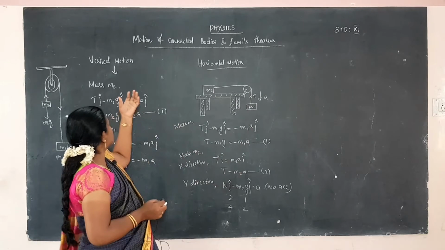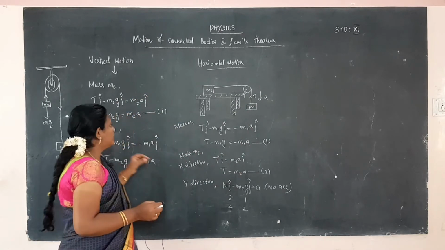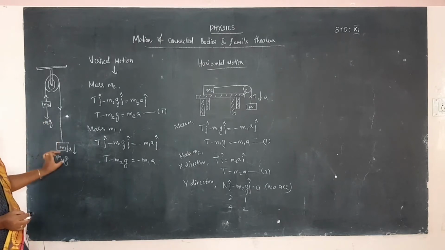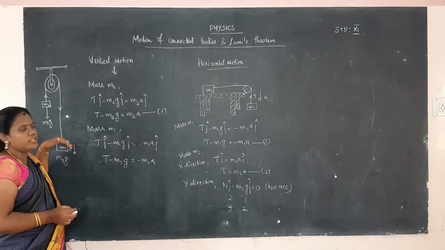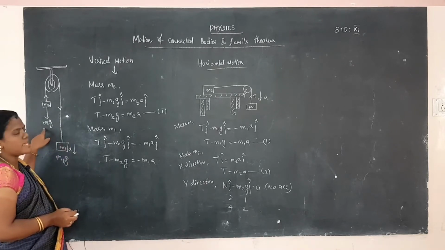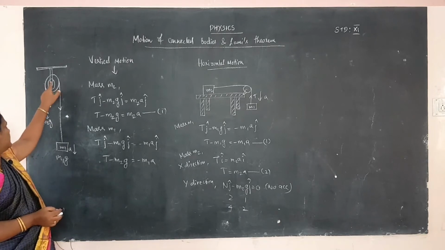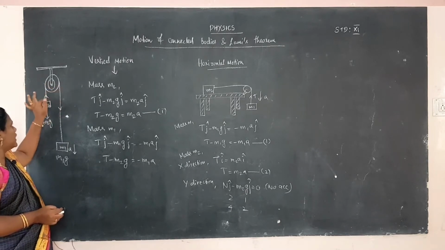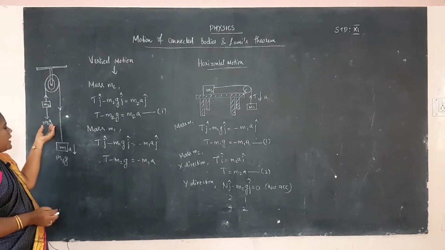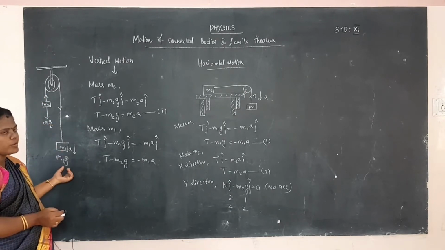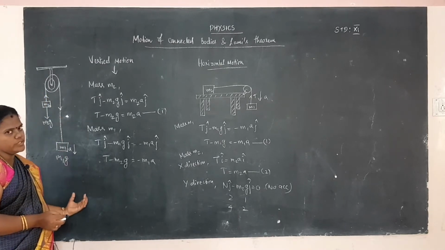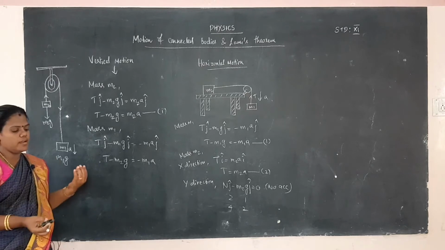First I will explain the motion of connected bodies. In the first diagram, two bodies are connected vertically. One has mass m1 and the other has mass m2. The two bodies ride over one pulley. Since m2 has less weight compared to m1, m2 will be moving upward and m1 will be moving downward.